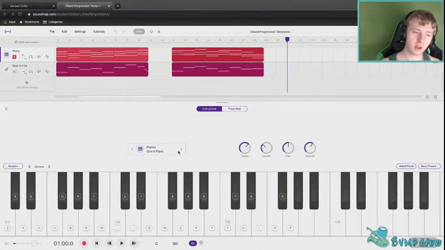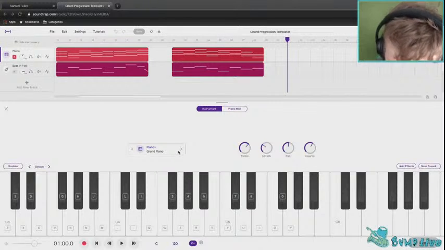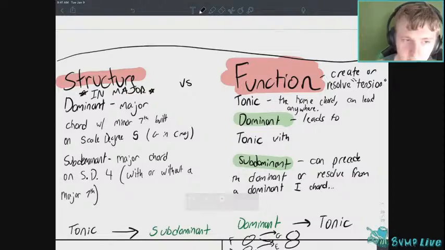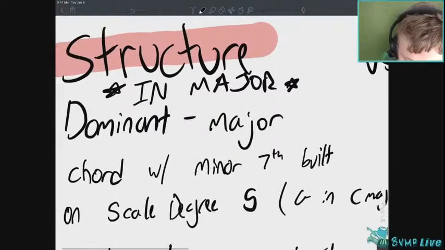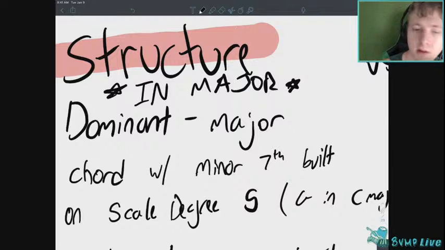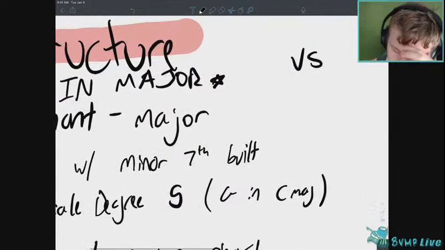So G, the first note of this chord, goes to C by a fourth, or it can go down to C by a fifth. That is a very strong resolution. Right, so now let's go to this text. We're just looking at dominant for now. The structure of a dominant chord is a major chord with a minor seventh, built on scale degree 5, so G. You see here, G and C major.